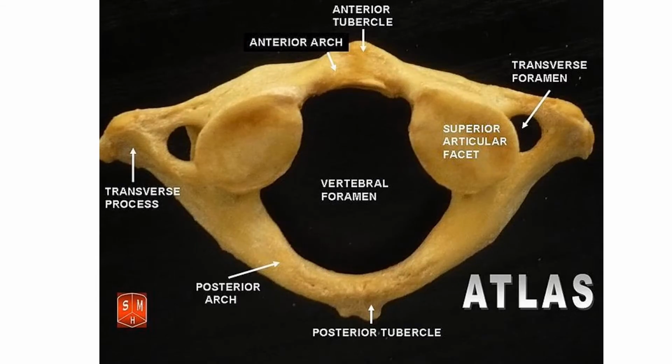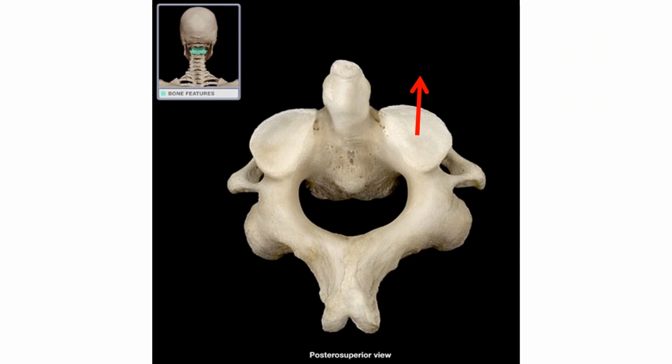This is the atlas vertebra, and I will leave it to you to study it and try to extract as much information as you can. What is this? This is a cervical vertebra. Why is it cervical? Because it has a transverse process that has a foramen.